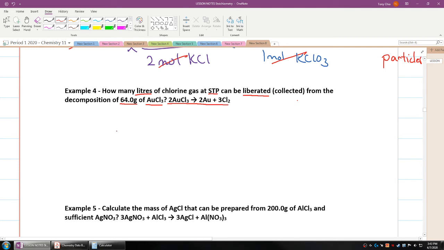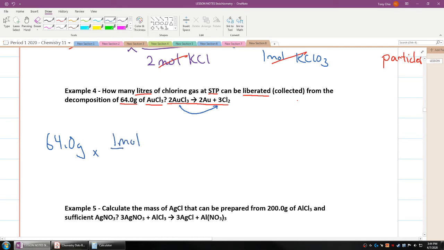So what we have is our starting value, which is 64.0 grams of gold chloride. And we want to solve for chlorine. So we're going to turn gold chloride into chlorine gas. Our first step, you've got to convert your starting value into moles. So we want to go from grams to moles, which means we've got to use the molar mass.